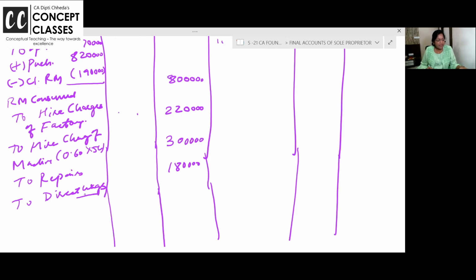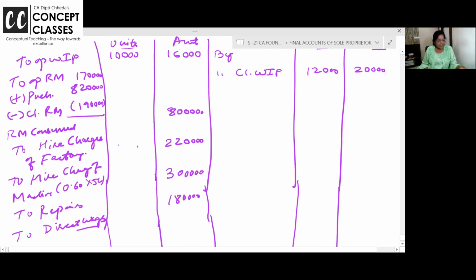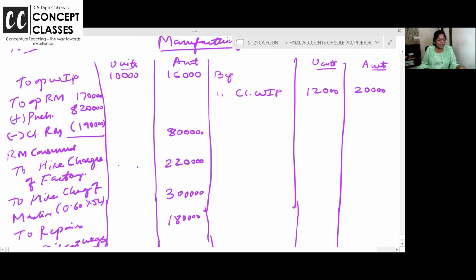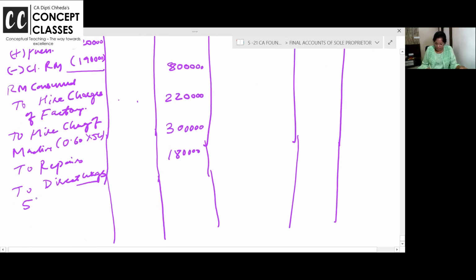Direct wages contracted 80 paisa for units manufactured and 40 paisa for the closing work in progress. Okay. How many units are manufactured? 5 lakh. Here 80 paisa. So 5 lakh units into 80 paisa. 4 lakh.